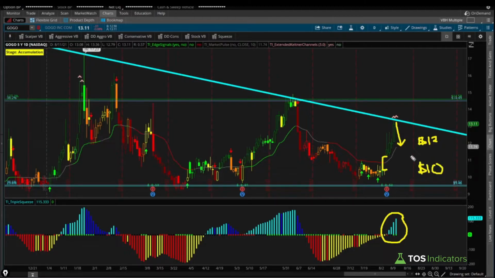And it would be nice if we could do so using options where we have a defined risk. So let's head into our trade tab to try and build some potential positions.